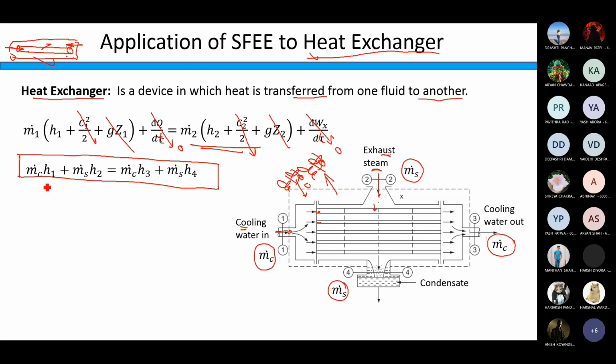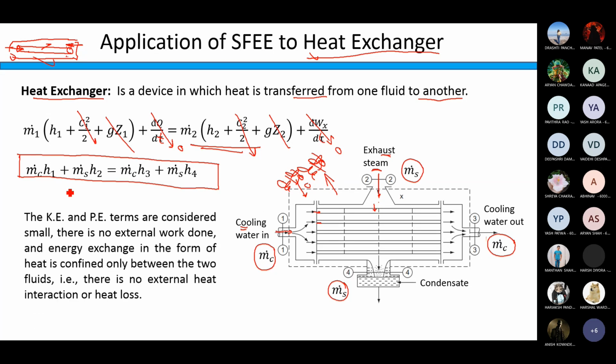So m dot c h1 plus m dot s h2 must be equal to m dot c h3 plus m dot s h4, right? And whatever assumptions I talked about are already discussed, and they are written here in this paragraph. Correct? So can I go to the next slide now?